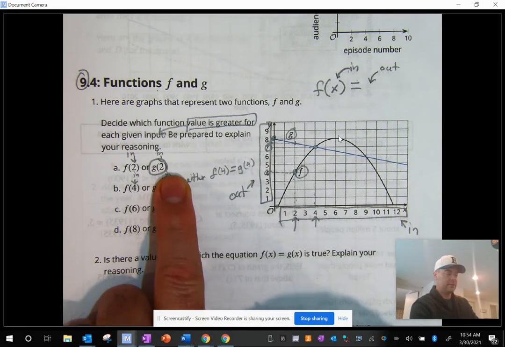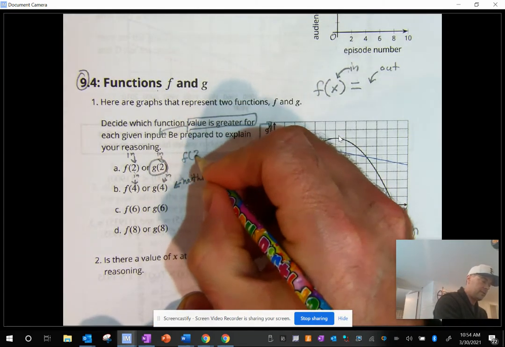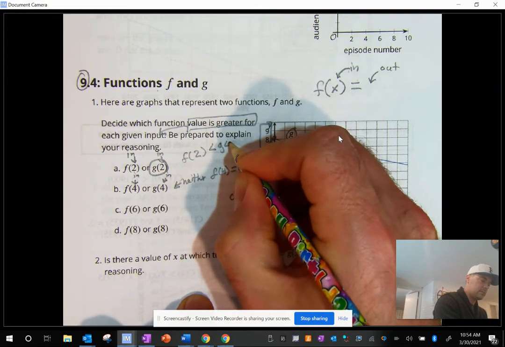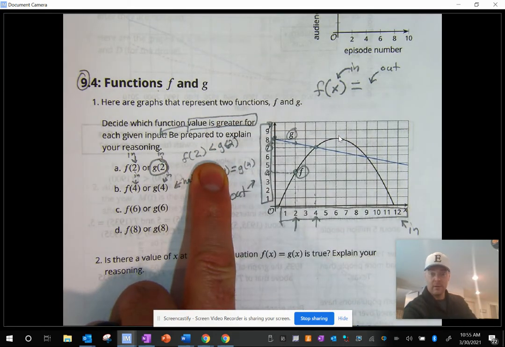Now on the first one, since g of 2 is bigger, we could write it like this: f of 2 is smaller than g of 2. Remember, the alligator always eats the bigger one. Or f of 2 is less than g of 2.